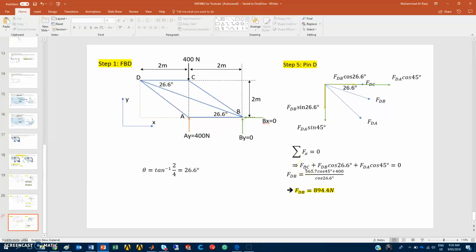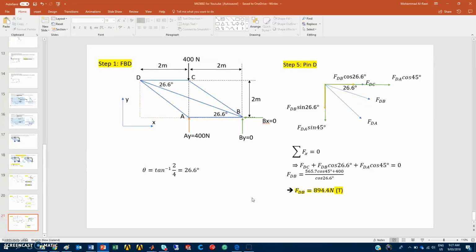FDC is known, which we found previously, and FDB cosine 26.6 degrees is the one we're trying to find. So FDC is 400, FDA is cosine 45 degrees, and you substitute the values, rearrange the equation, and you find FDB. That's the only one I assumed correctly at the beginning, which is tension, because of its direction. Since I got a positive number and it's going away from the point, it's applying a tension, pulling the member away from that point.